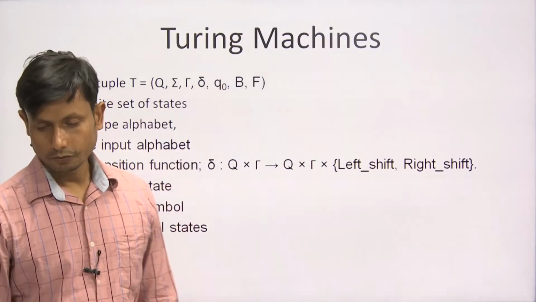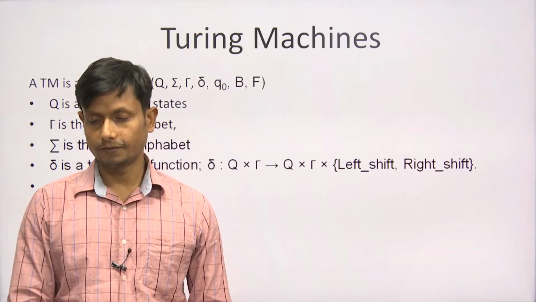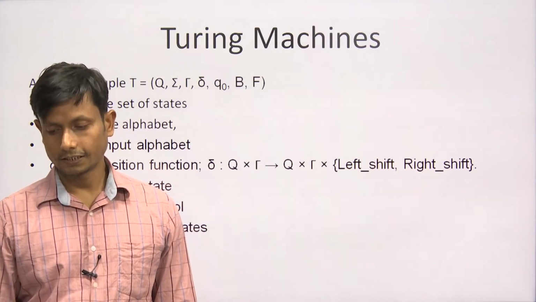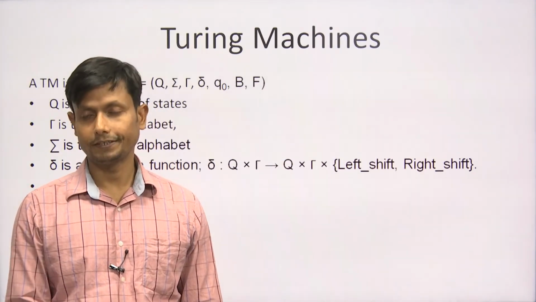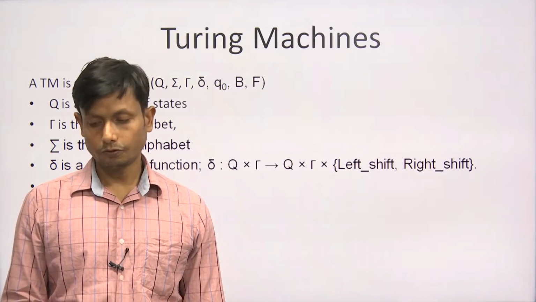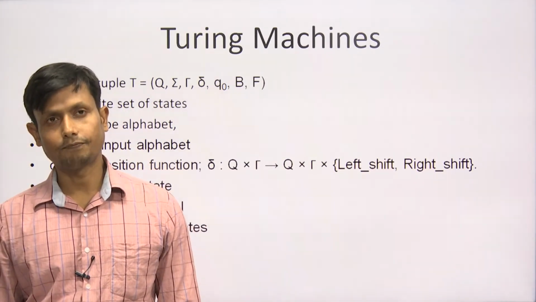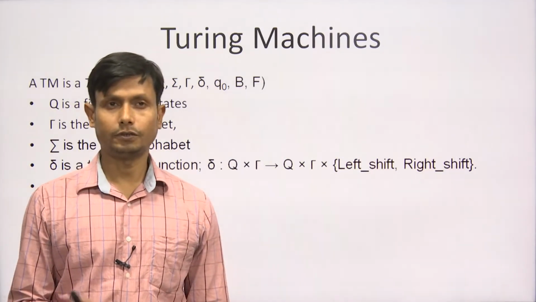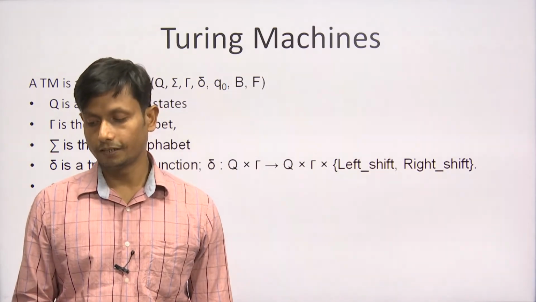Here we already know the tuples of Turing machines, these are the 7 tuples. Q is the set of states, sigma is the input alphabet, tau is the tape alphabet, delta is the transition function, q0 is the initial state, b is the blank, and f is the final state. In previous classes we already saw the tuples of the Turing machines, so we will go to how we compute integer functions. We will discuss only that in this lecture.